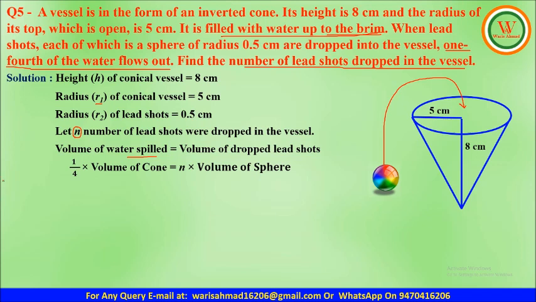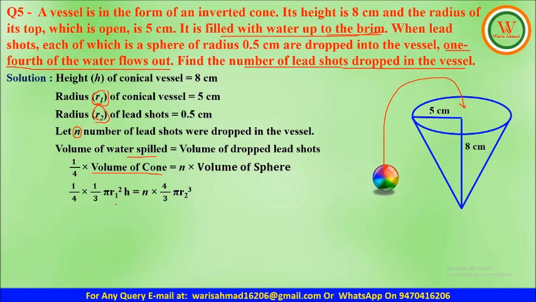After that, we will put the formula of volume of cone. As we know, volume of cone equals 1 upon 3 pi r square h. Here the radius of the conical vessel is r1, so we can write r1 square. And volume of sphere we can write 4 upon 3 pi r cube. Since the radius of this lead shot I have taken r2, so here we can write r2 whole cube.